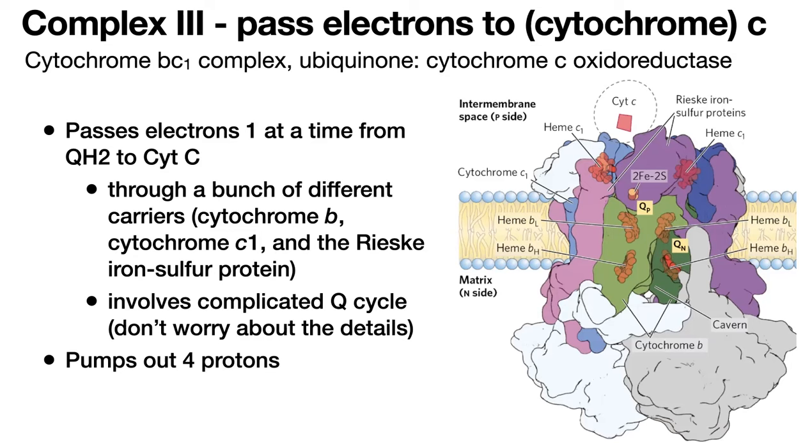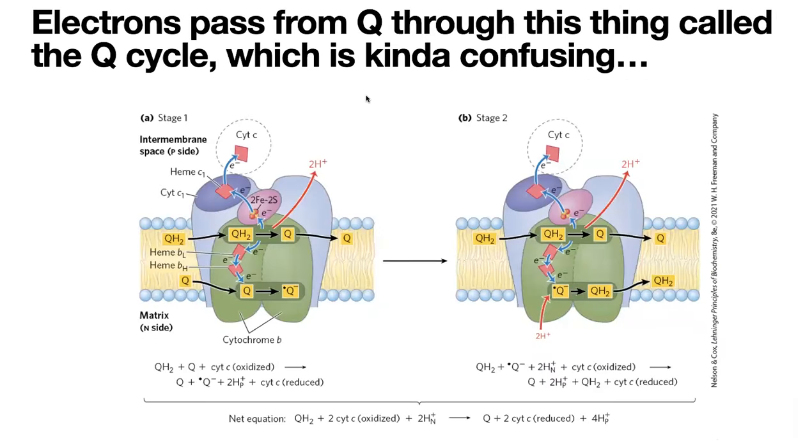I don't need you to worry about the details, but I am just going to explain it so you have an idea about what's going on. Basically, you have these 2 binding sites for Q. You have this QH2, so our ubiquinol enters, and our ubiquinone enters, so our Q. So we have one that's going to be in this fully reduced state and one that's going to be in this fully oxidized state. What happens is that fully reduced one can now pass off those electrons.